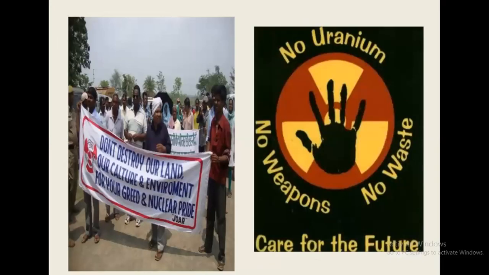Here you can see some people, some residents of the area. "Don't destroy our land, our culture and environment for your greed and nuclear pride." This can happen at a place where continuous mining is happening and residents are facing the problem. "No uranium, no weapons, no waste." So these are the banners also coming forward that mining is not that good. And if you're using it, take some technology which is not going to harm the nature, which can be a proper way of sustainable development.